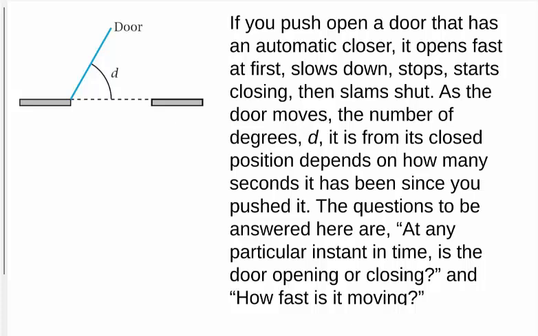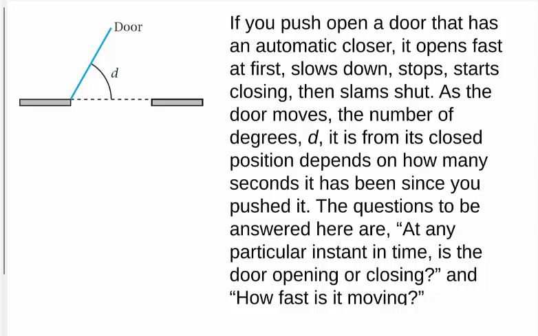If we have a door, like in the figure here, and we push it open and it has one of those automatic closers, it opens fast at first, slows down, stops, starts closing, then slams shut. As it moves, the number of degrees from its closed position depends on how many seconds it's been since you pushed it. So the question we can answer at any particular instant in time is: is the door opening or closing, and how fast is it moving?